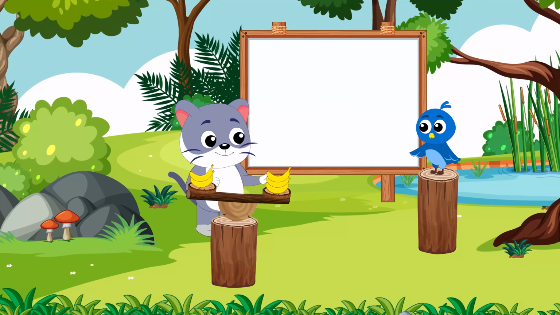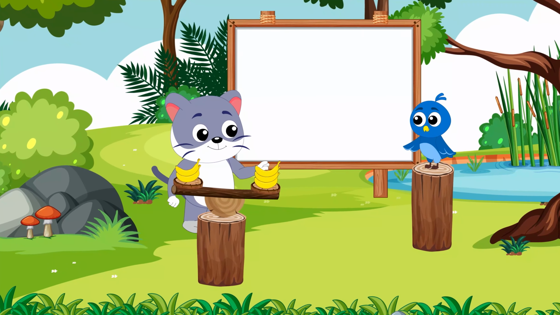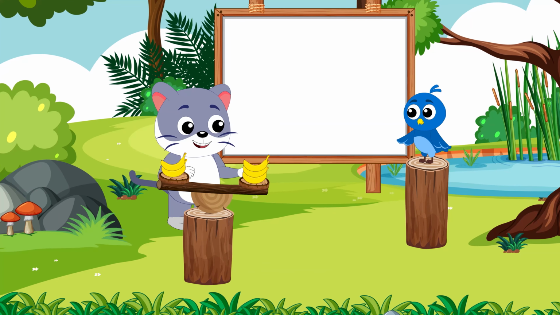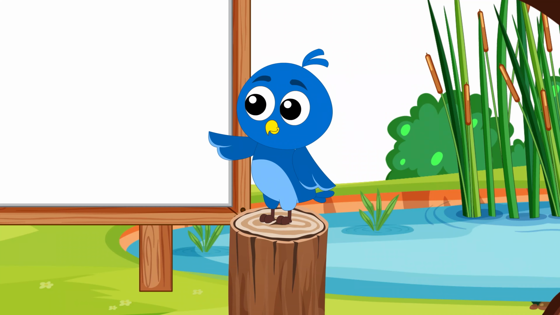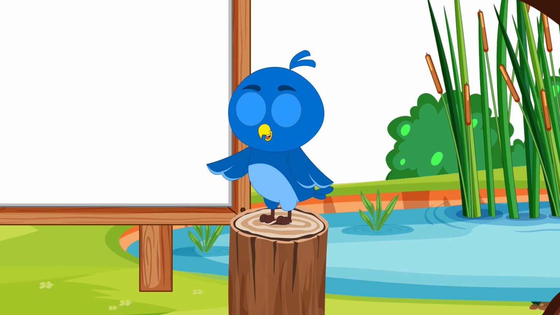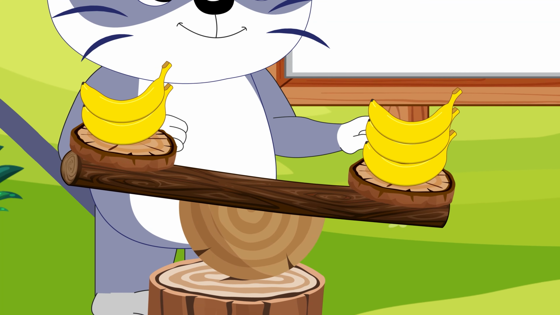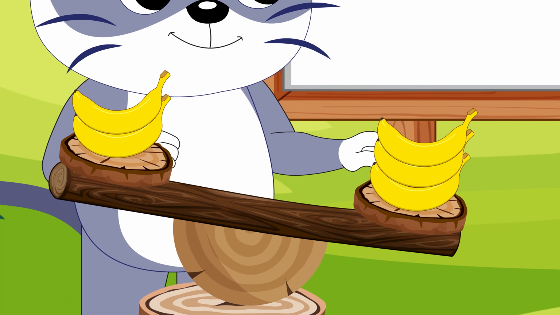Hey Vikram, you are the smartest bird around. Can you make equations easy for me to understand? Absolutely, Ravi. Equations are like a balancing act, just like when you try to balance a banana on your trunk.